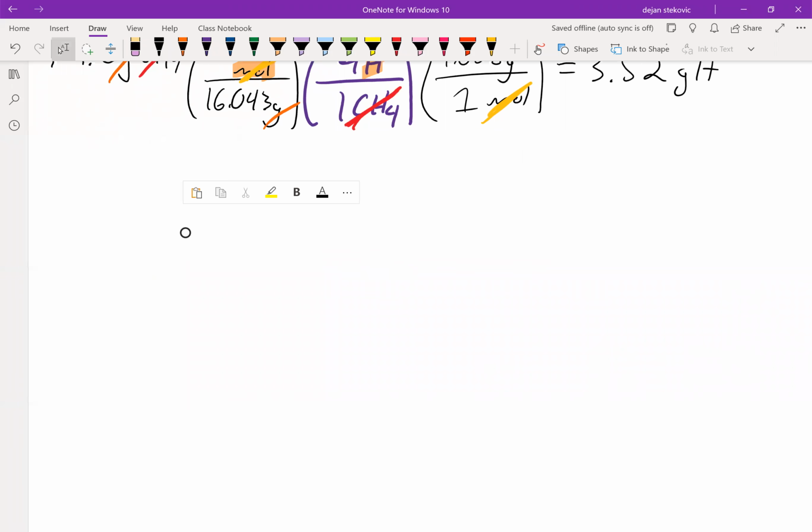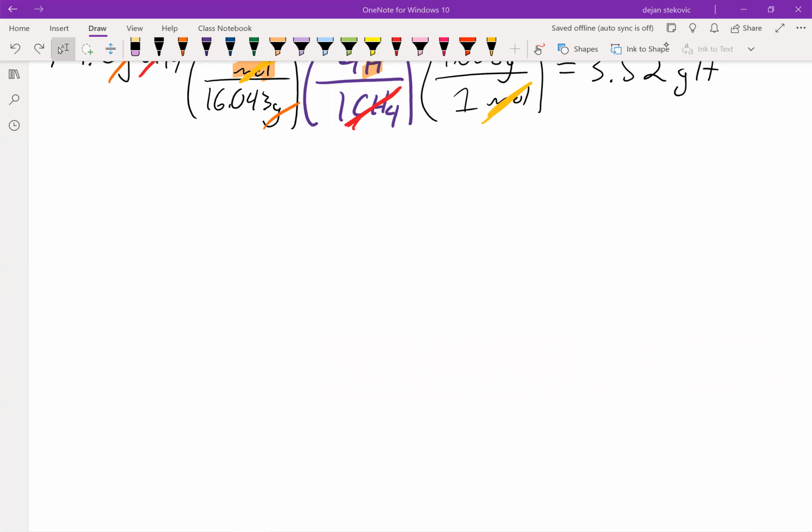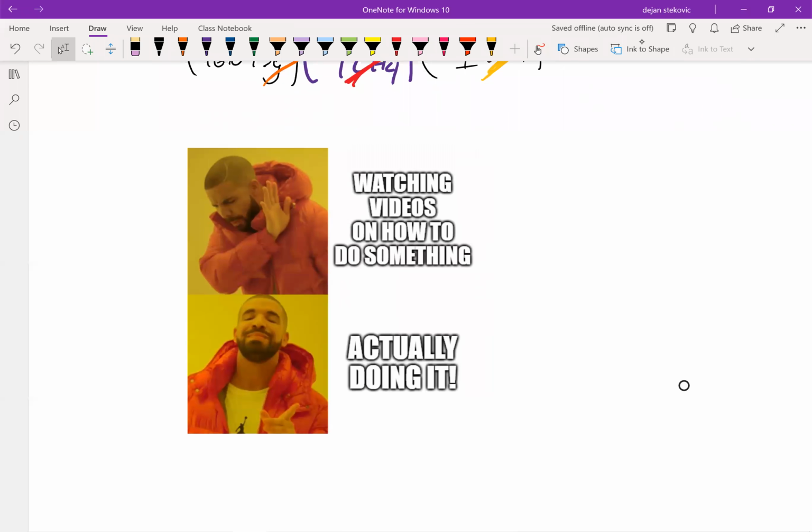Overall, this is just more unit conversion. It shouldn't be anything too dissimilar to what we've already learned. But like everything in this course, really the key is practice, practice, practice. So I made this little meme for you guys. Watching videos on how to do something is not going to be nearly as useful. It does provide a good foundation or a good example of how to do something, but to actually master something, you've got to actually do it.